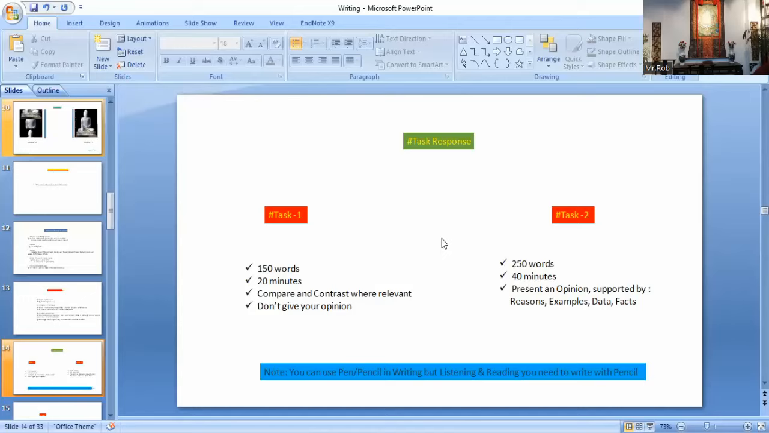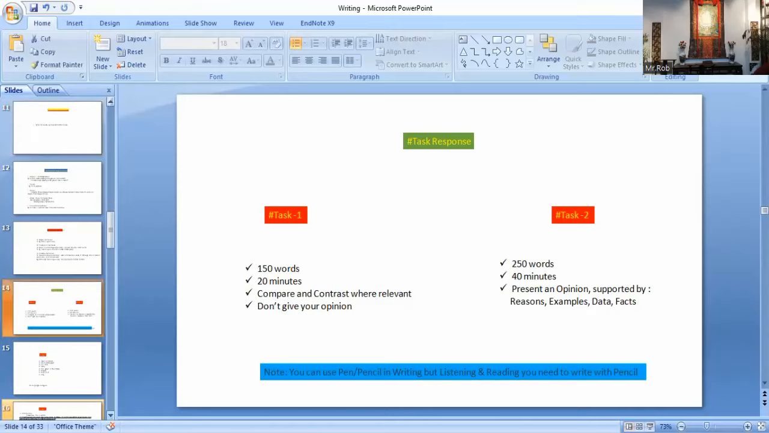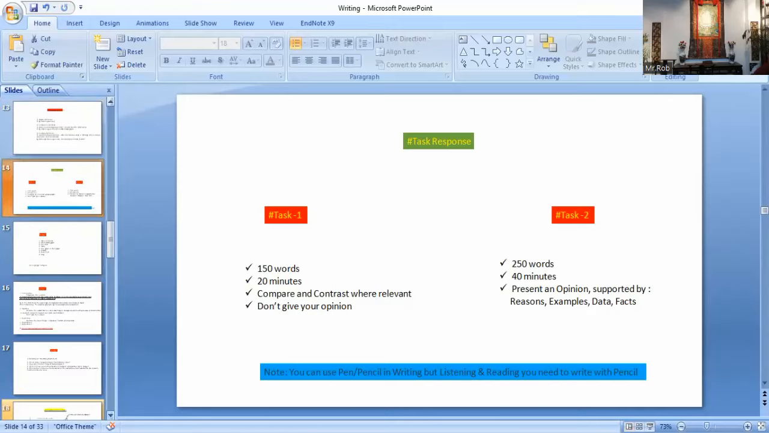Okay. So there are two types of tasks. One is task one and another is task two. So in task one, you have to write 150 words and the time recommended is 20 minutes. And here you have to compare and contrast where relevant. But you should not give your opinion in task one.